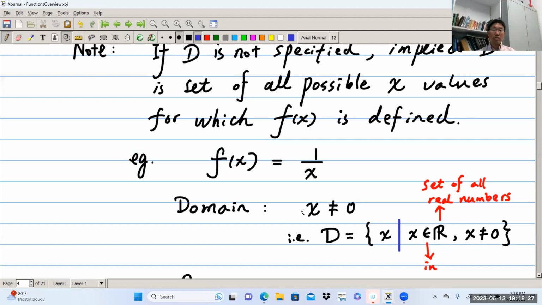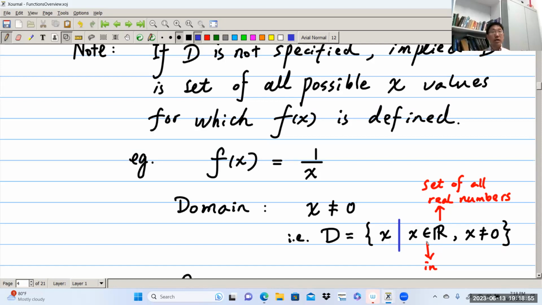Of course, you can use your words. You say the domain of this function is all the real numbers except 0. But sometimes we don't write down all these words, so you can mathematically just write down x is not equal to 0, x is in the set of real numbers. You can write down the domain in this manner. Now, I challenge you. We know the domain of this function is all the real numbers except 0.